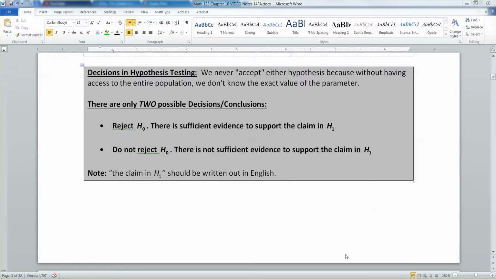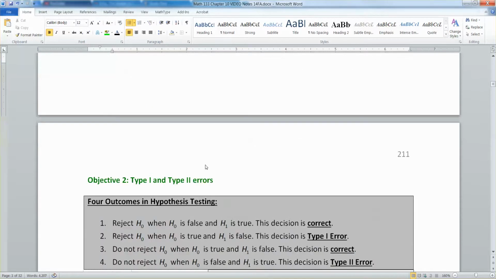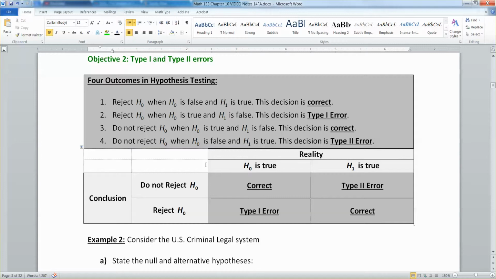We saw earlier that the only decisions possible in a hypothesis test are to reject the null hypothesis or to not reject the null hypothesis. That's it. Those are the two possibilities. So when you make those decisions to either reject or not reject, there are some possible outcomes from that. And that is what we want to talk about right here.